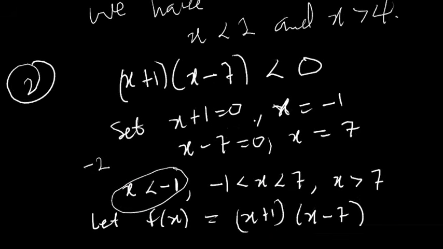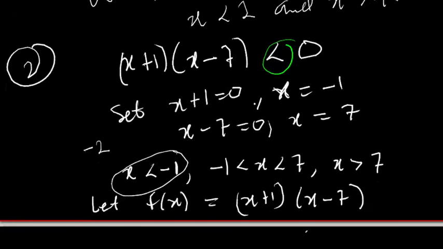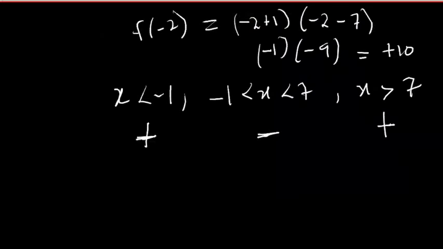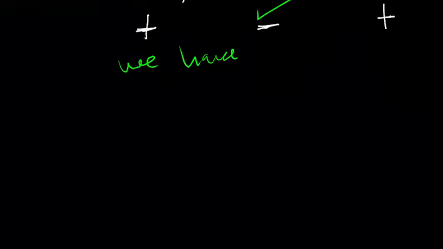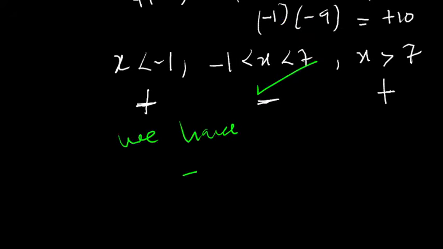Now, how are we going to know your final answer? Go back to the question. In the question, you have less than 0. For something to be less than 0, that means that thing is a negative value. Which of them is now negative? Minus. That means this is our final answer. So finally we have minus 1 less than x less than 7 to be the final answer.